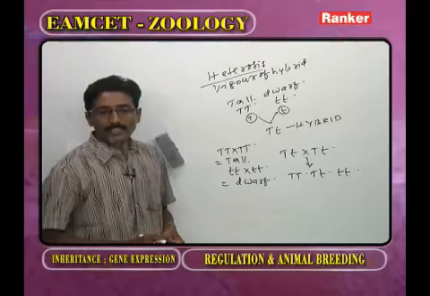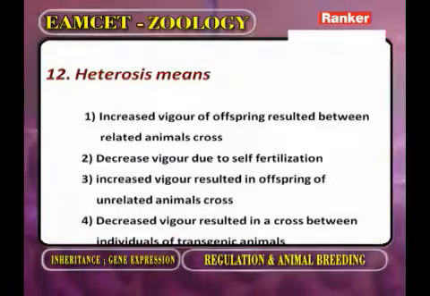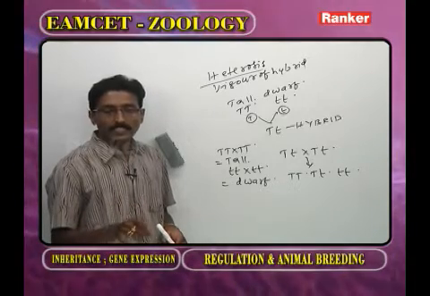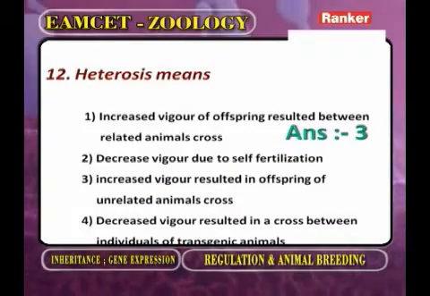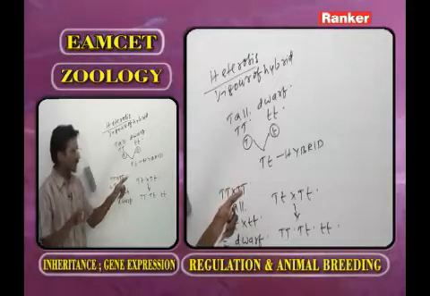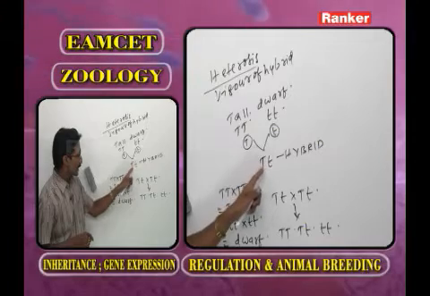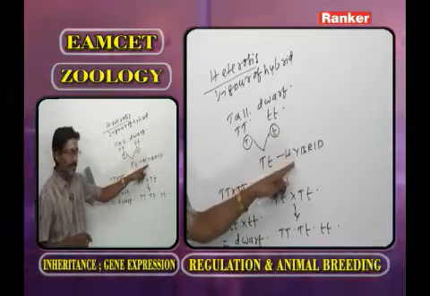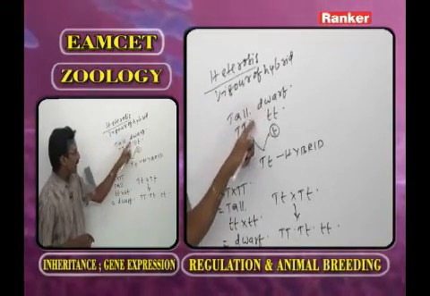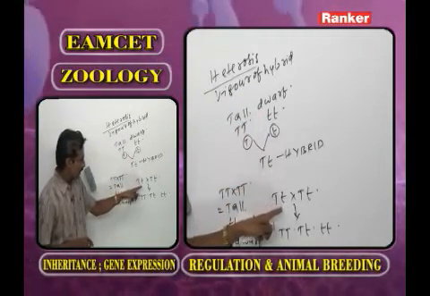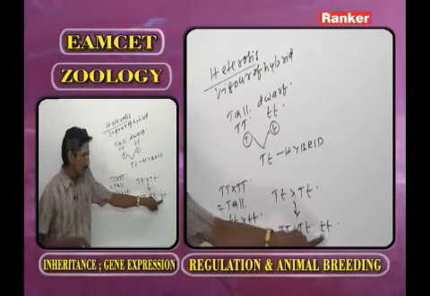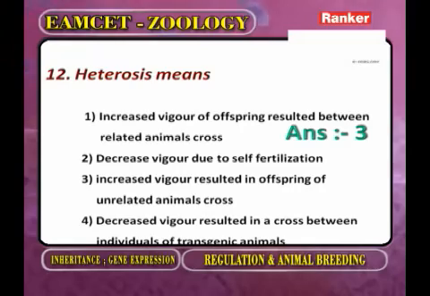Now here, what does heterosis mean? You observe the answer. Increased vigor resulted in the offspring of unrelated animals cross. This is one parent, another parent. Both are unrelated. We are getting what type of offspring? Capital T small t. That is hybrid. Now this hybrid offspring has more vigor than its parent, because you have to observe the cross. This hybrid on self-pollination gives capital T capital T, capital T small t and small t small t. Now we go for the next question.